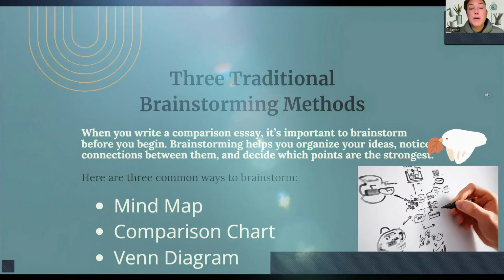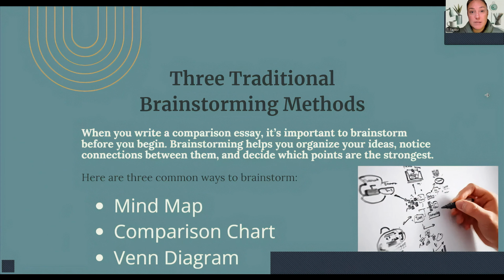Coming up, we'll walk through some key brainstorming tools: mind maps, charts, and Venn diagrams. I'll show you exactly how each one works using an example so you can see the process in action. So there are 3 traditional brainstorming methods. Before you write a comparison essay, it is important to brainstorm before you begin. Brainstorming helps you organize your ideas, notice connections between them, and decide which points are the strongest. I'm going to talk about the 3 important ways to brainstorm now, and we'll look at some examples of each. We have mind map, comparison chart, and Venn diagram.